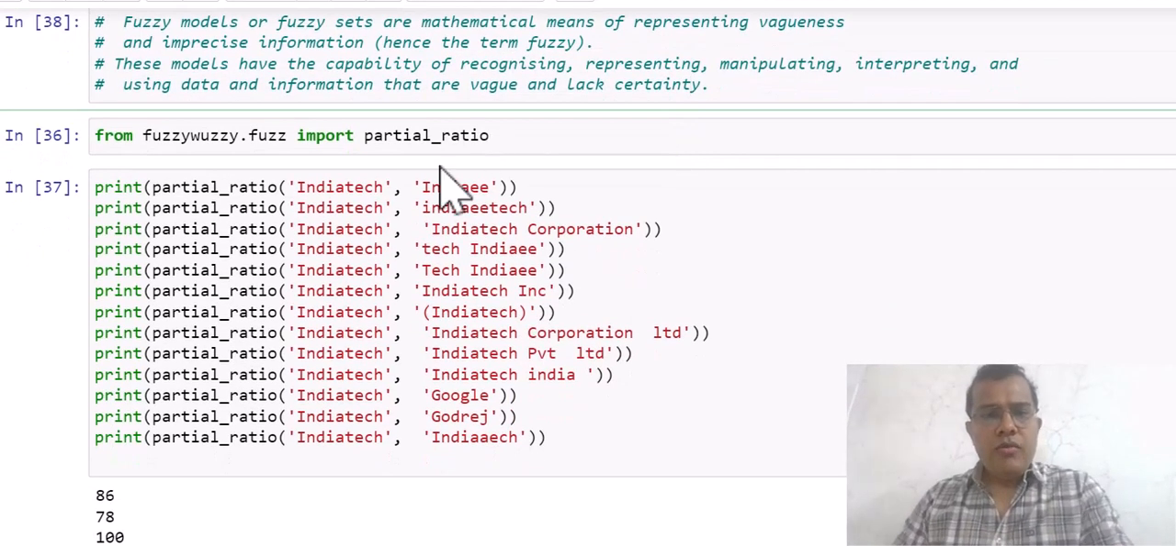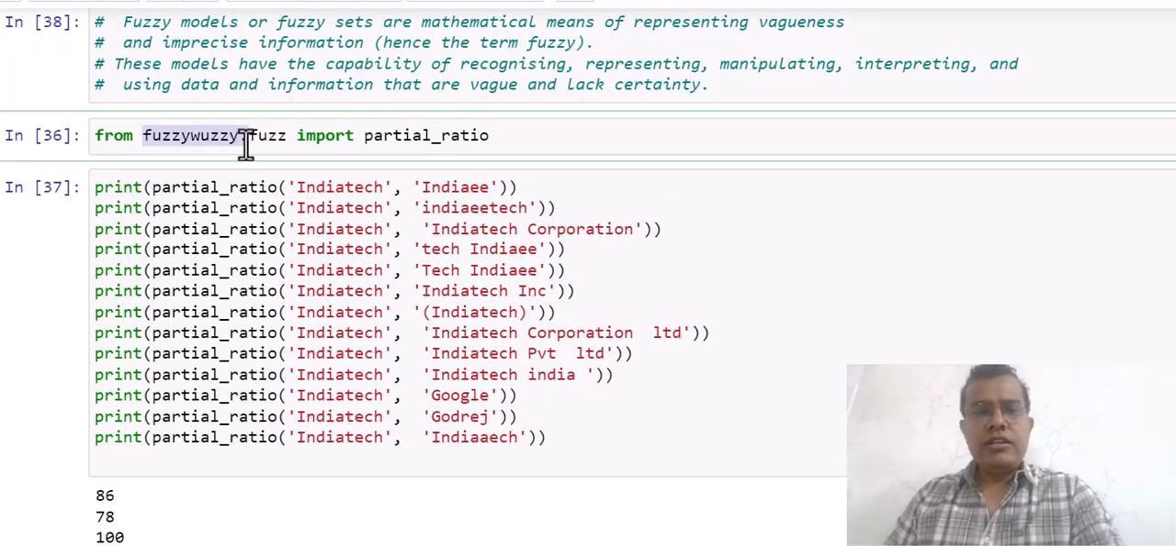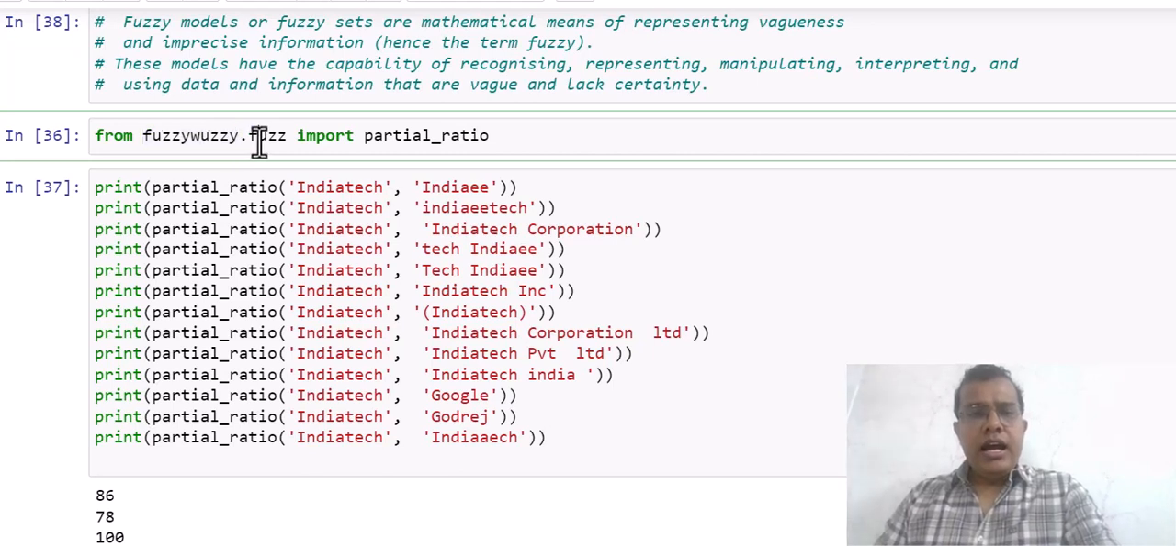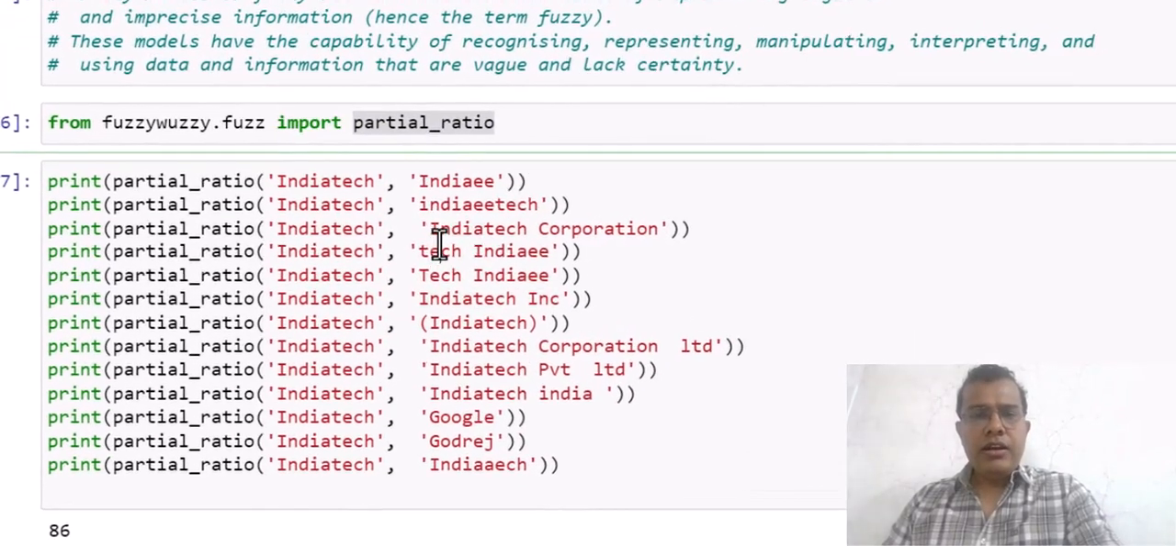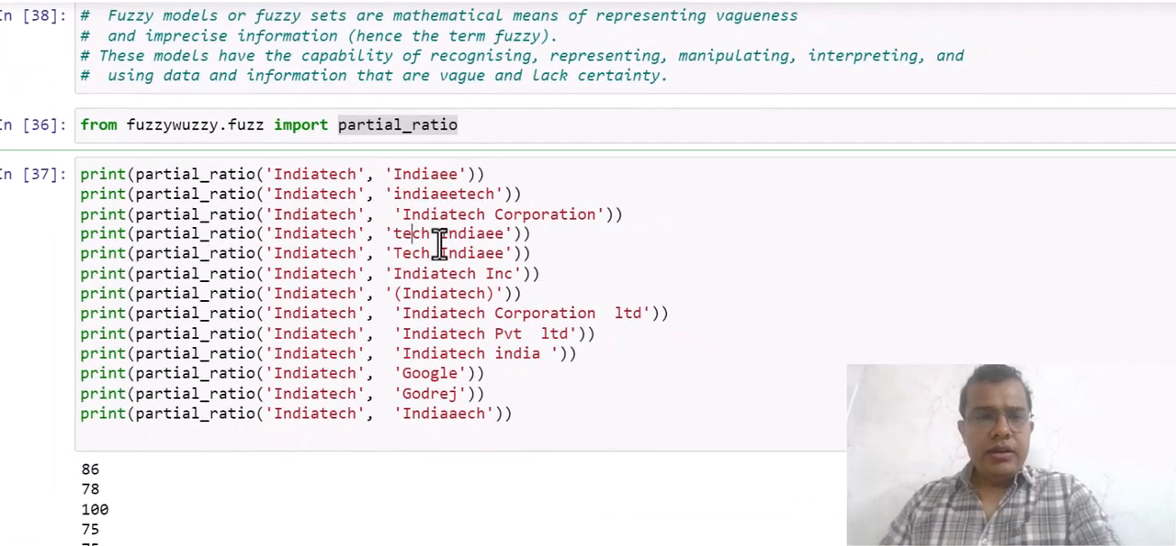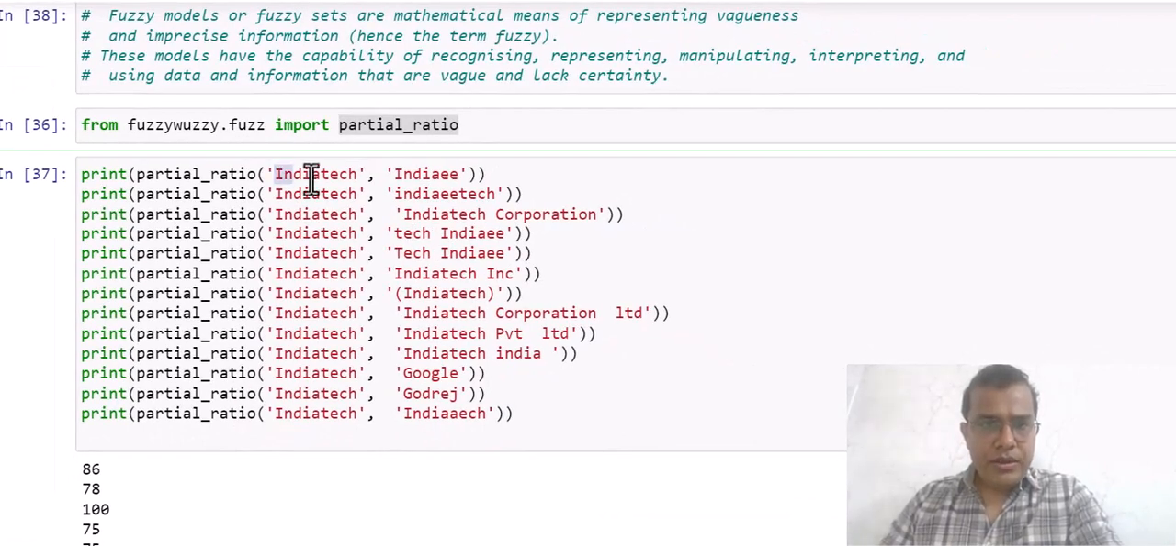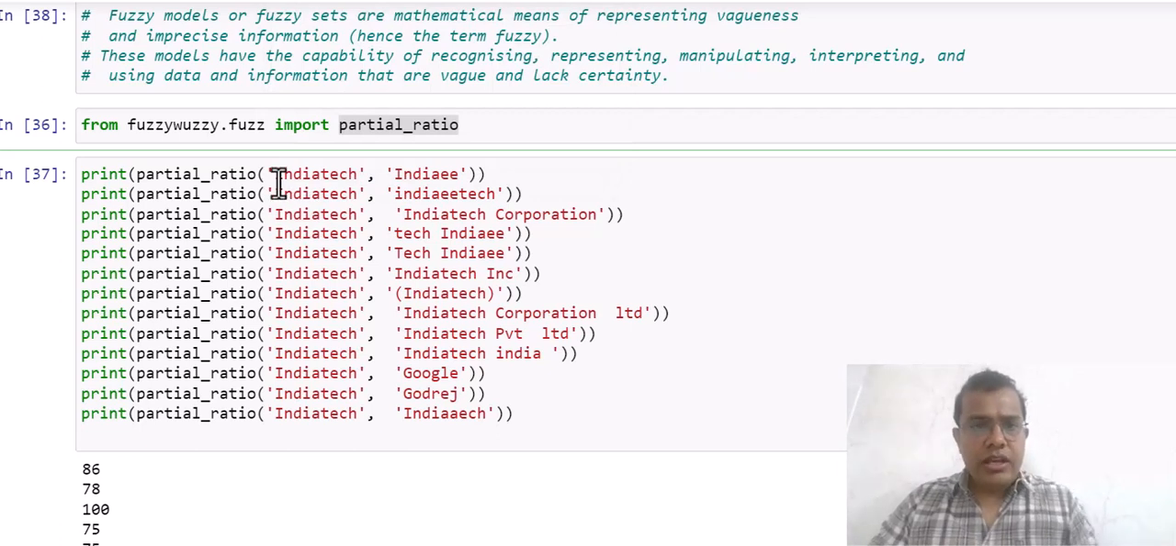Now over here, what I've done, so fuzzywuzzy is a library like your pandas and numpy. And from that, I have imported a function that is partial ratio. Then for our example, I have taken several cases, several records. So, for example, what is the similarity ratio between India Tech and INDEE?